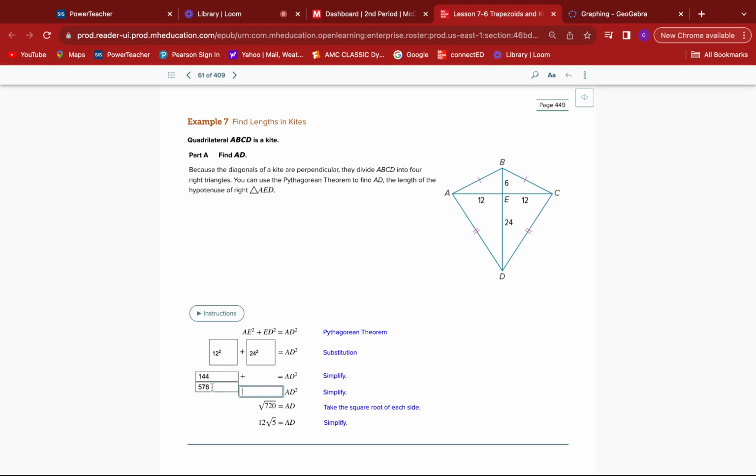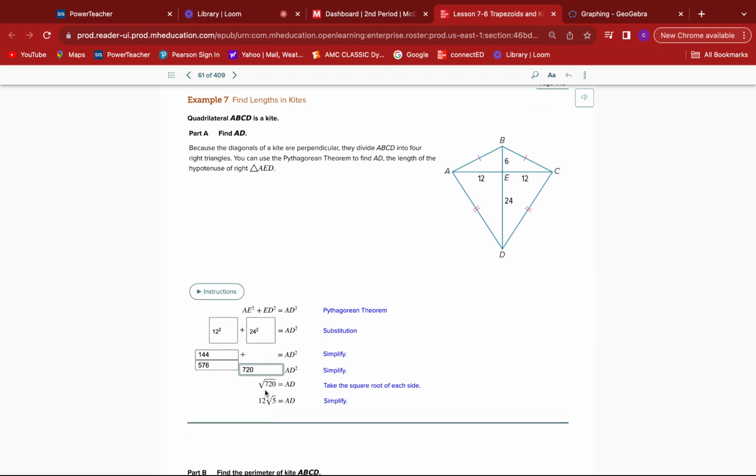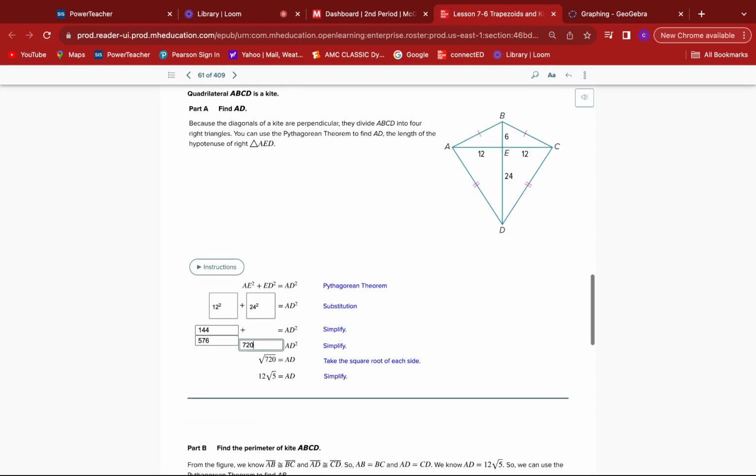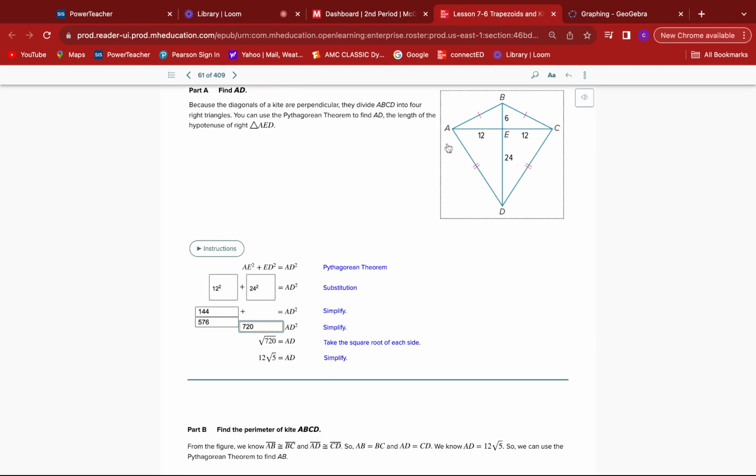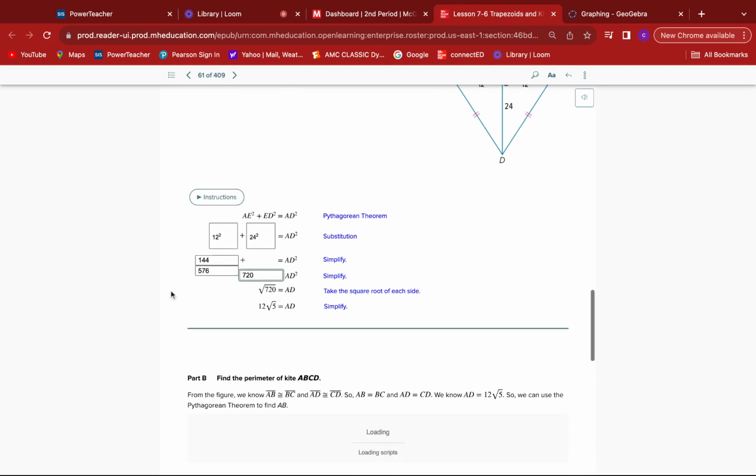You want to combine those like terms, which is 720 equals C squared, or in this case, AD squared. The opposite of squaring is the square root, 720. And when you square root 720, you break it down to 144 times 5. The square root of 144 is 12. And the 5 does not square root, so it's going to be 12 square root of 5. All right, there you go. AD is 12 square root of 5. That means CD is the same.